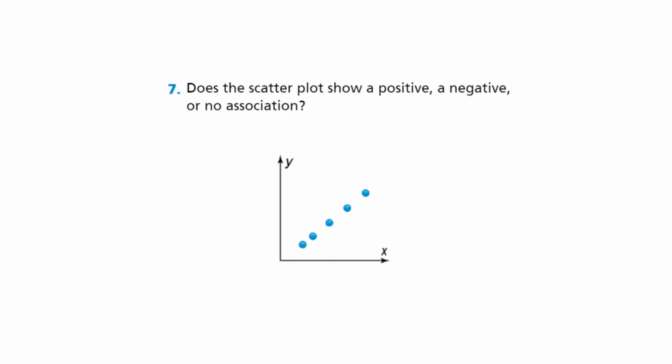Number 7, does the scatter plot show a positive, negative, or no association? So because our trend line would be going in an upward direction, we would label this as a positive association.